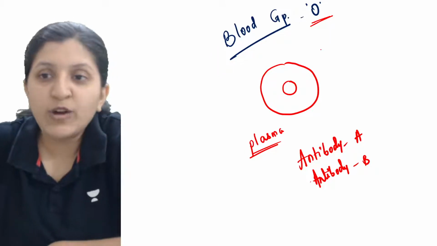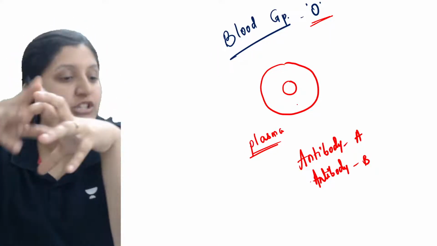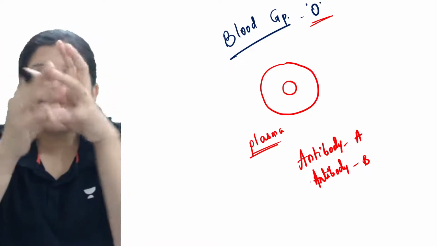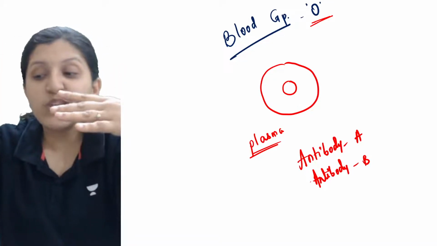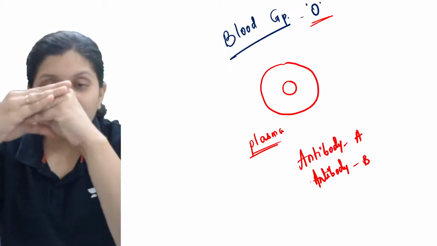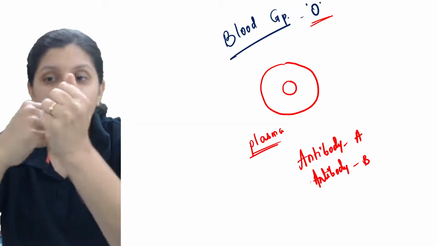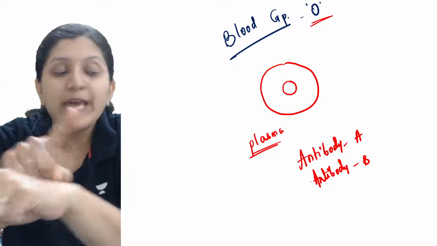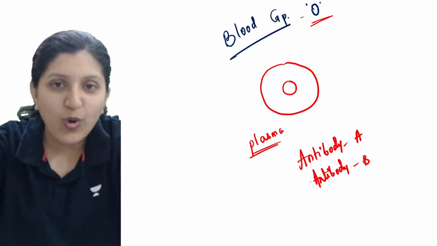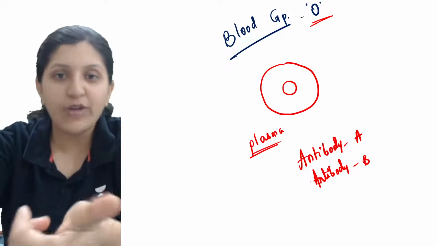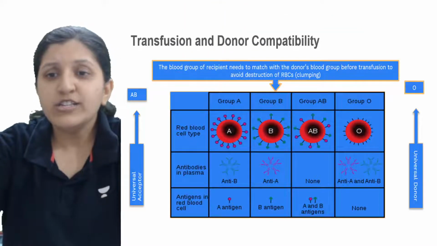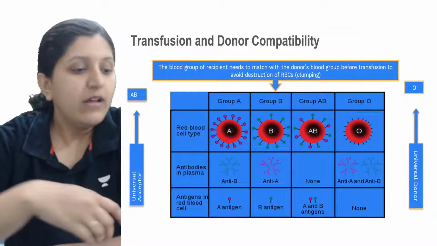That is because if the antigens exist and the antibody also exists, there is an antigen-antibody reaction. There is a perfect binding which will occur, and that will lead to destruction. Here in this case there are no antigens, only antibodies, so there is no destruction of RBC, okay. So let's have a look at this.